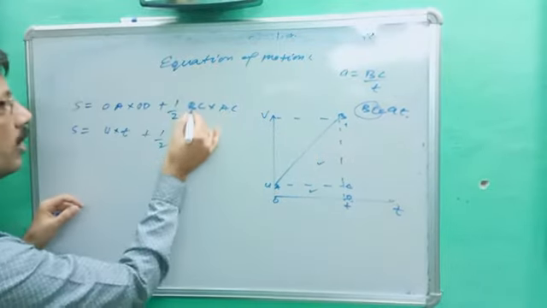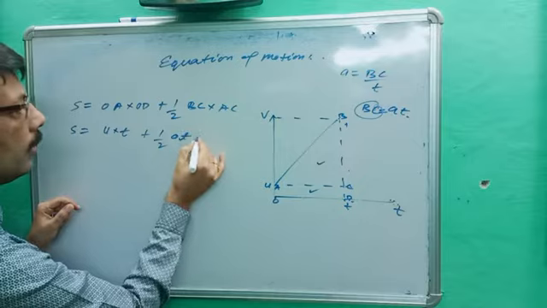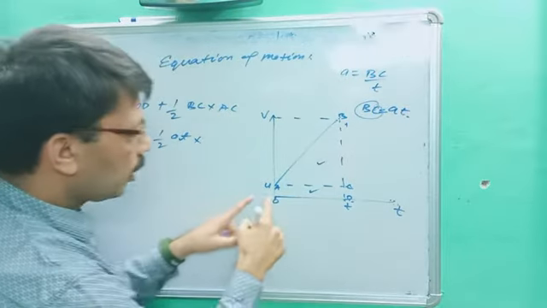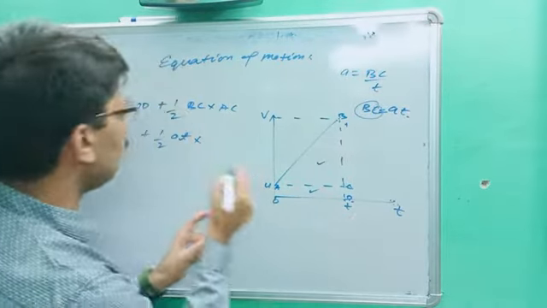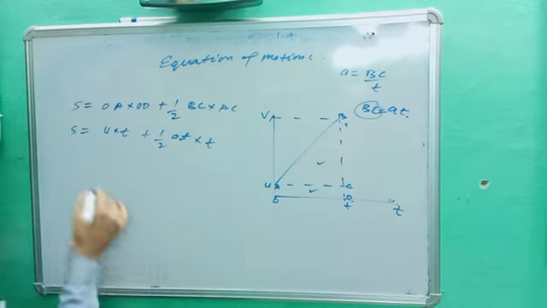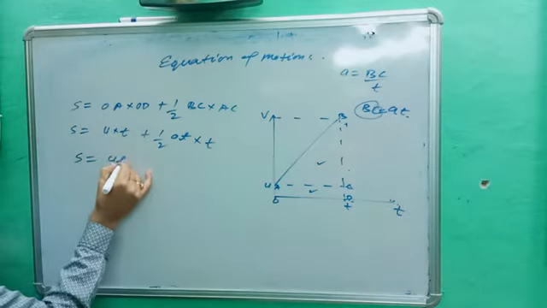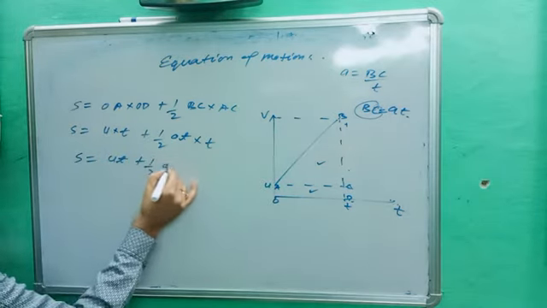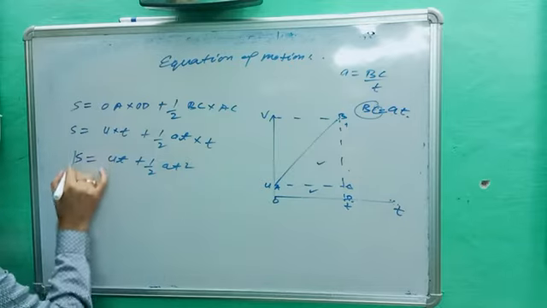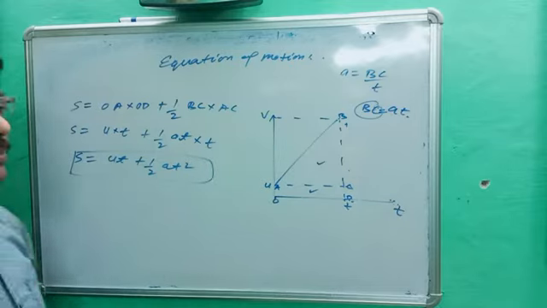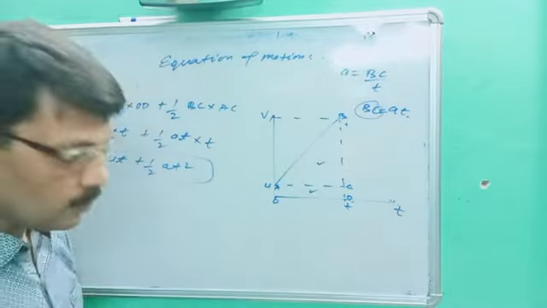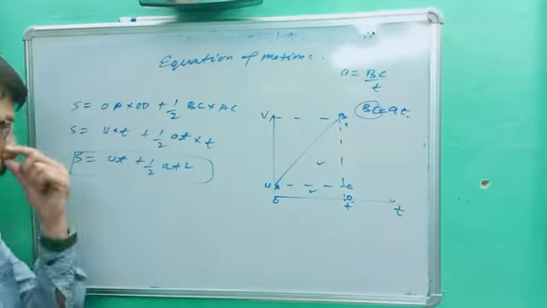So what we can write? BC is equal to at multiplied by AC. What is the value of AC? AC is equal to T. So the answer is S is equal to UT plus 1 upon 2 at square. This is the second equation. Are you getting? This is equation number second.